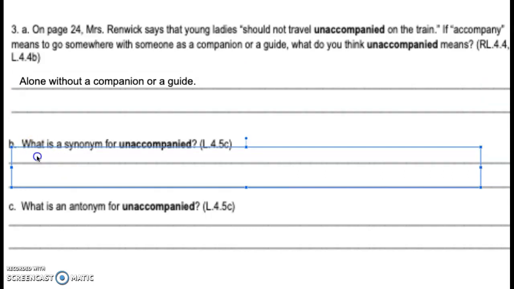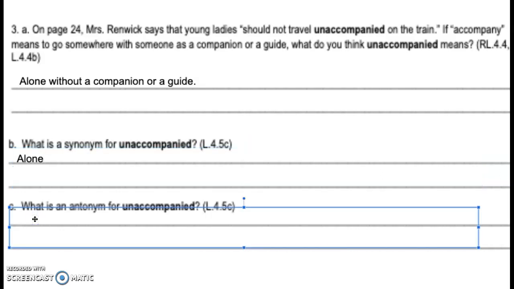Okay, if you put alone, that will work. Let's move on to C. What is an antonym for unaccompanied? Can you think of a word that means opposite of alone? Remember yesterday, that's what we learned, that antonyms are words that are opposite meaning. Pause the video, write down your answer. Hit play when you're ready. Okay, if you put something like together, you were correct. Nice job. If you didn't, go ahead and fix it.